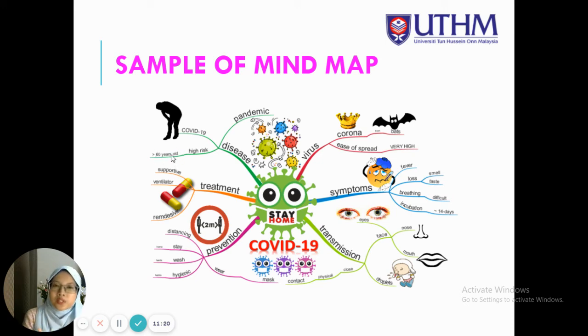When you want to include examples, don't include too many. Just find some which are very important to highlight, so when people look at the mind map, they understand better. You can see here they put graphics related to, for example, transmission, how the virus is transmitted to people. So you can include pictures of eyes, nose, mouth, and also droplets.